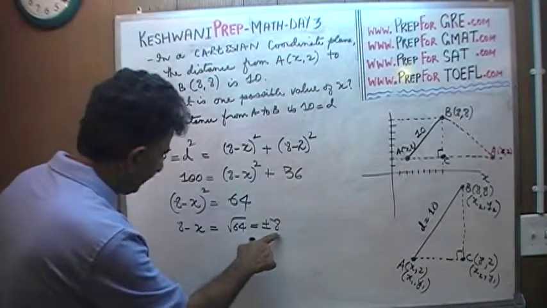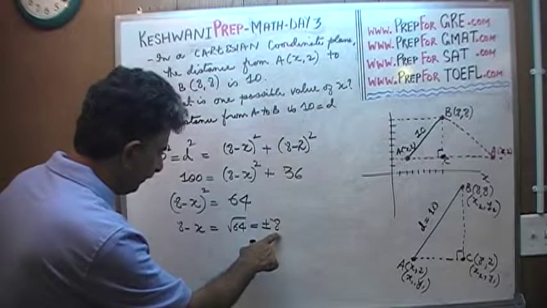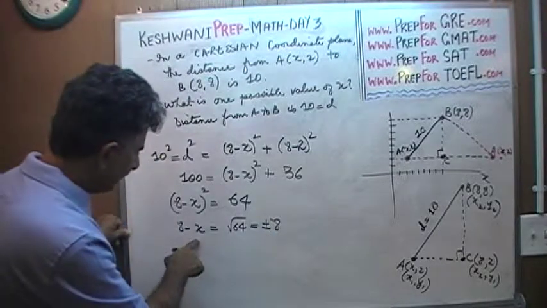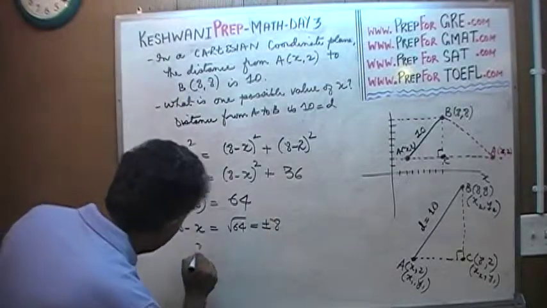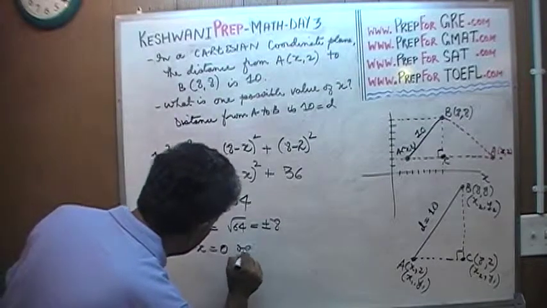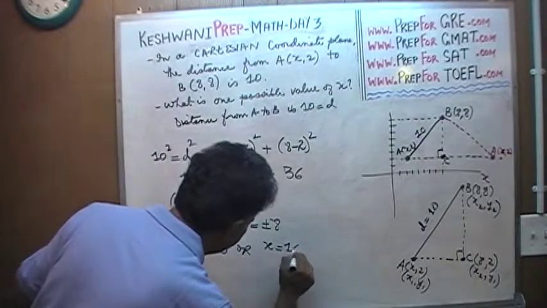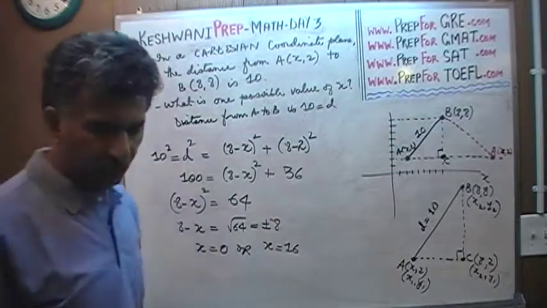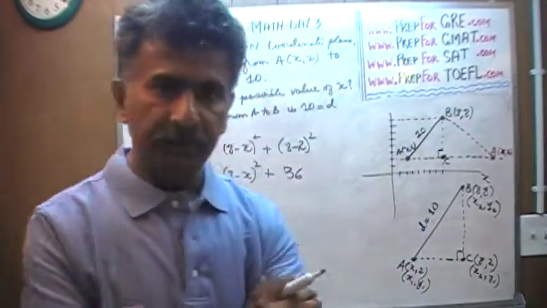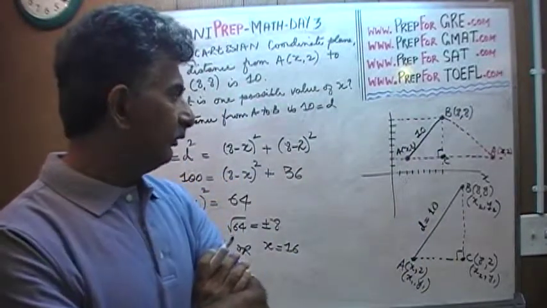So if it's positive 8, you bring it here, it becomes 8 minus 8 and then x goes over there. So x is either 0 or x is 16. Voila, there you go. They were asking for one possible value of x and we found both of them. x is either 0 or 16.